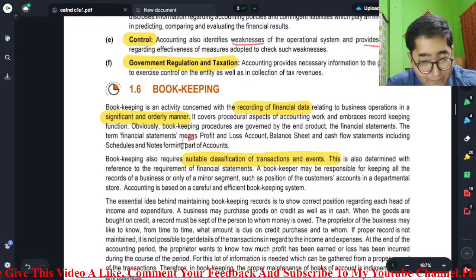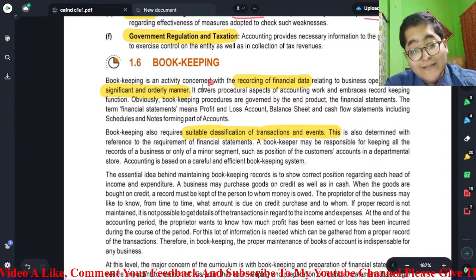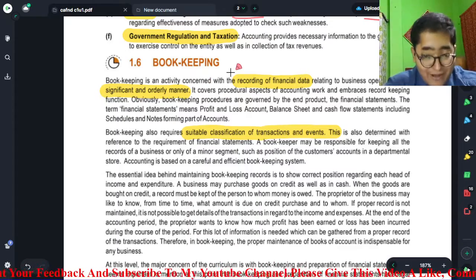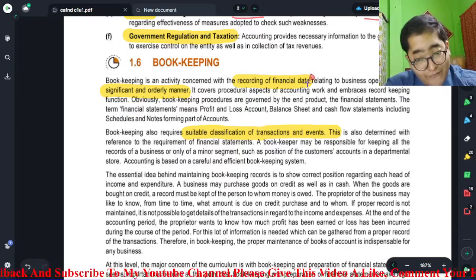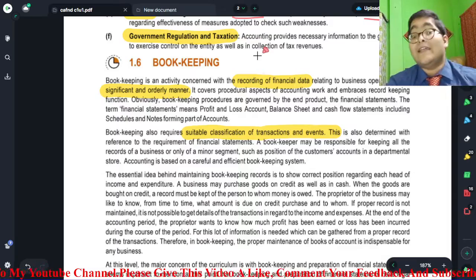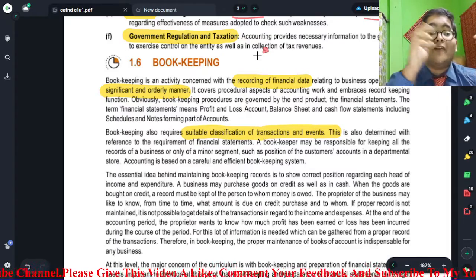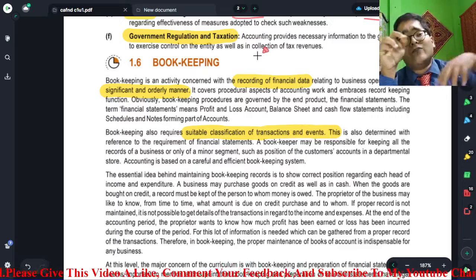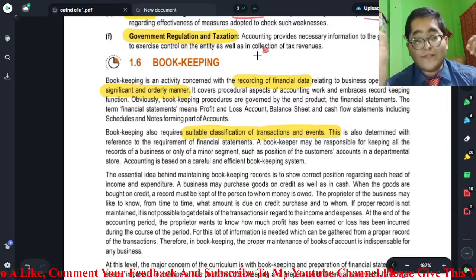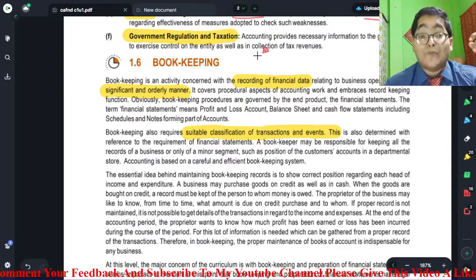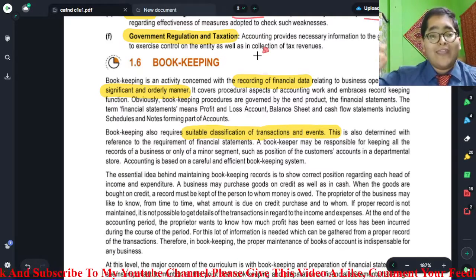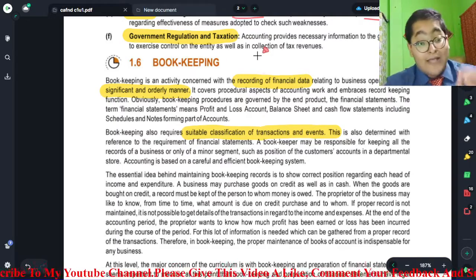Now comes bookkeeping. Bookkeeping is the recording of financial data in a significant and orderly manner. For example, a transaction, purchasing of goods for 5,000, is recorded in the books. Purchase of goods rupees 5,000. This is bookkeeping, maintaining the books of accounts and recording the data.